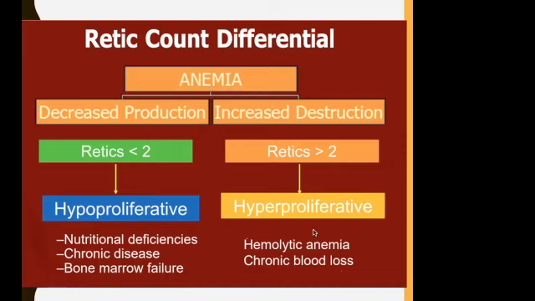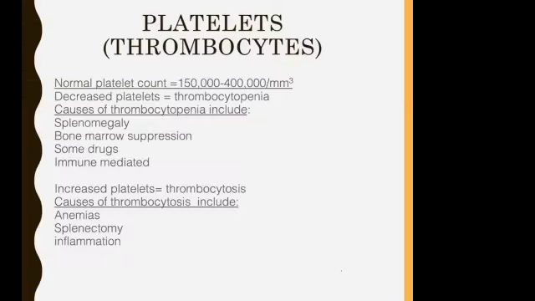Now, if you have increased reticulocytes, it means your bone marrow is overworked. This means that you're losing blood, maybe to the environment, so you have chronic blood loss. Maybe you have hemolytic anemia, where you're breaking down your RBCs within your body, okay?